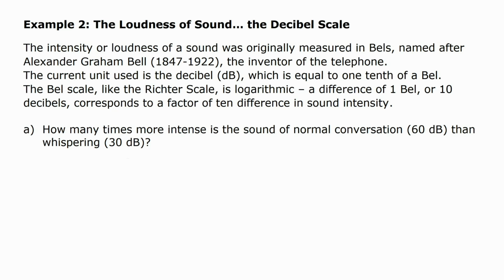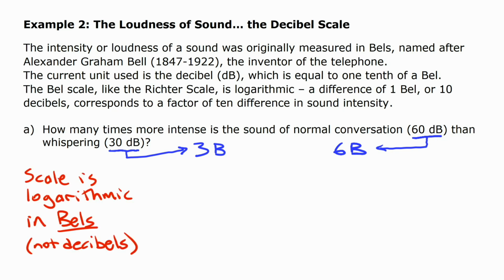So in our first situation here, if we have the sound of normal conversation, which is 60 decibels, and whispering, which is 30 decibels, you look at that and you might say, oh, 60 is twice as much as 30, so does that mean it's twice as loud? It's not that simple, of course, as you've seen already with the Richter scale. What we have to do, first of all, this has the added wrinkle that the scale is in bells, not decibels. So you're usually given sounds in decibels, but the scale is in bells. So we have to think of this as 6 bells, and we have to think of this as 3 bells, and compare them that way. So again, the scale is logarithmic in bells, not decibels.